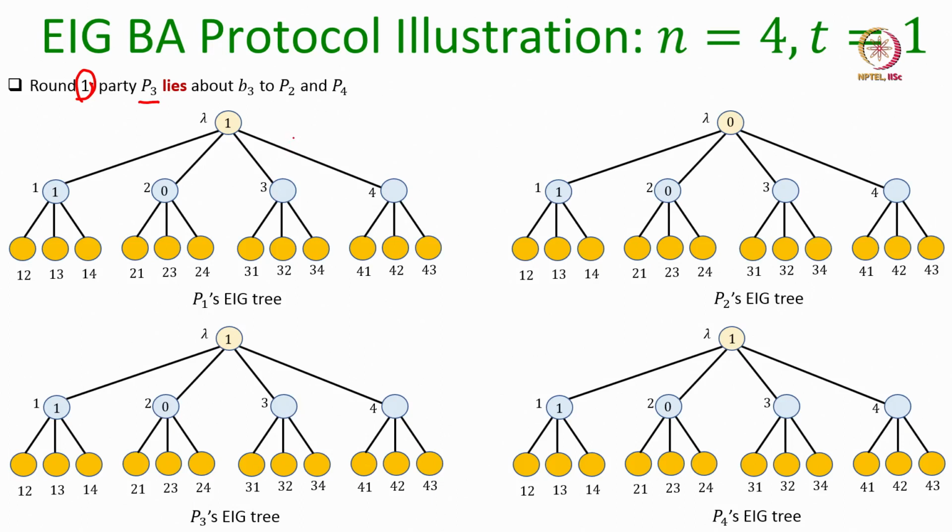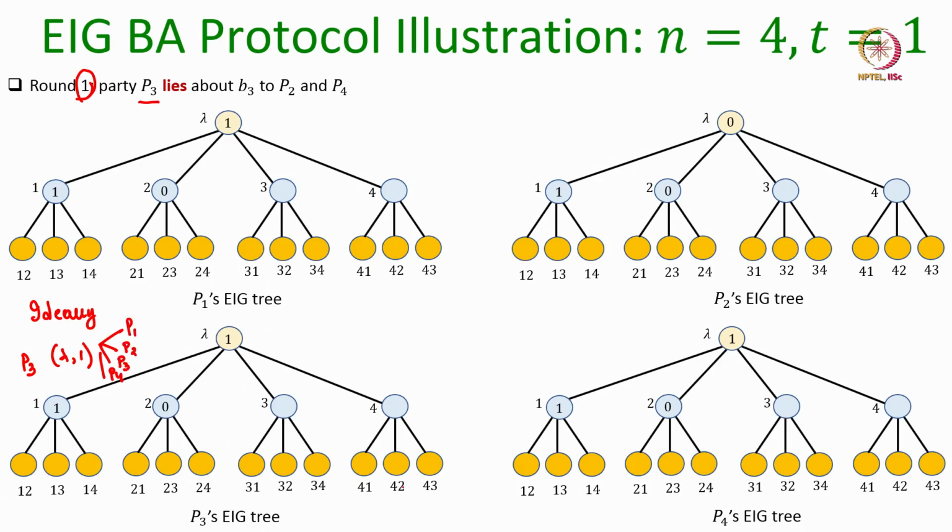Well, P3 can lie to anyone. As I said, the maliciously corrupt party can behave in any arbitrary fashion. So, consider a strategy where the adversary instructs P3: okay, you lie about your root node to 2 and 4. That means ideally P3 is supposed to inform everyone that the root node with the label lambda is assigned the value 1. That is what it is supposed to tell everyone, but it is not doing so.